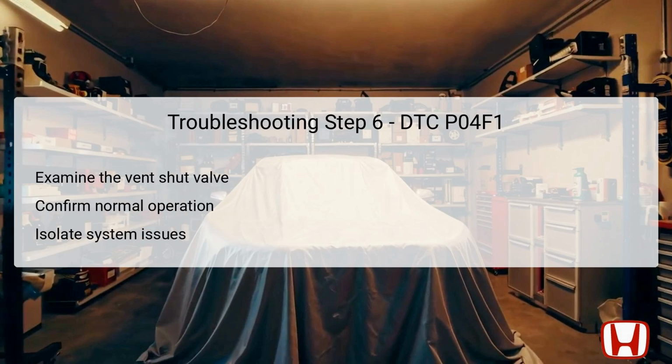In the sixth troubleshooting step, if previous inspections have ruled out other components, focus turns to the vent shut valve. This valve plays a key role in controlling air entry into the EVAP system. If the valve fails to open or close as intended, it can compromise the entire system, causing low purge flow detection by the PCM. To confirm whether the vent shut valve is operational, perform a functional test by observing the valve in action and checking for any signs of sticking or malfunction.